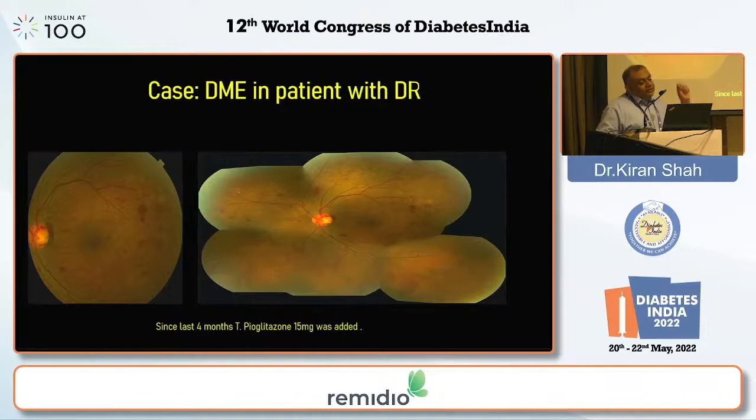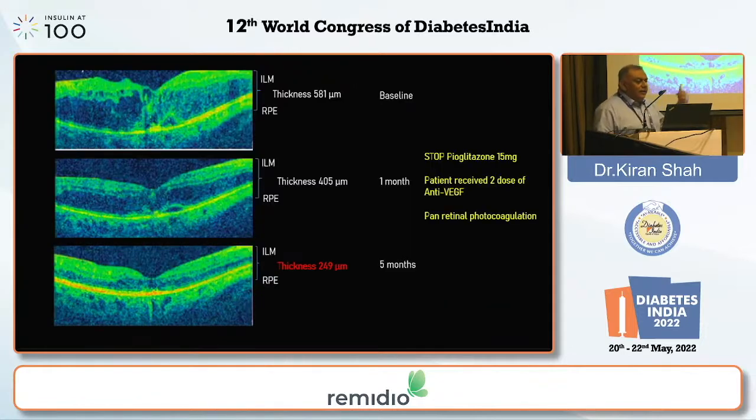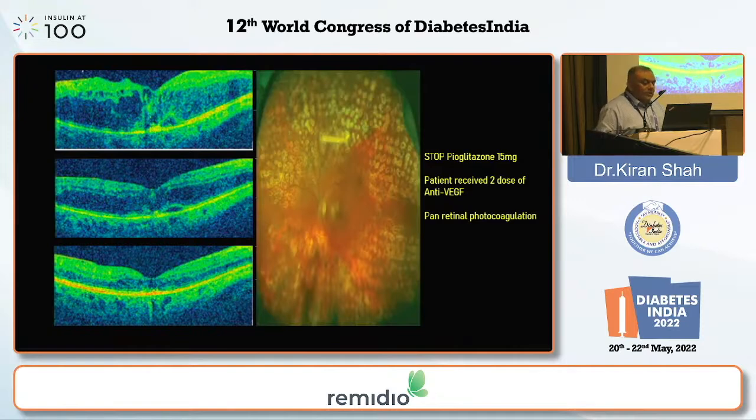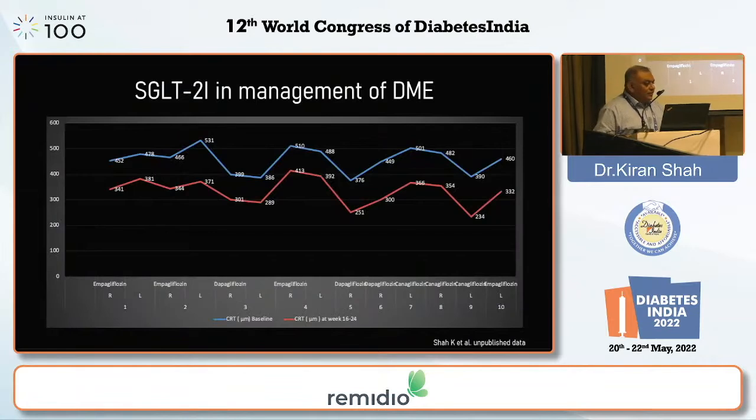Now, a patient with established diabetic retinopathy, irrespective of whether it is non-proliferative diabetic retinopathy or proliferative diabetic retinopathy, these patients have a more tendency to develop diabetic macular edema. So if you add pioglitazone in these patients with established diabetic retinopathy, this is what you get. You will get diabetic macular edema. So that's the time you again stop the glitazone. This patient subsequently received 2 doses of anti-VEGF, and he also got a pan-retinal photocoagulation. This is my unpublished data. It is currently under review.